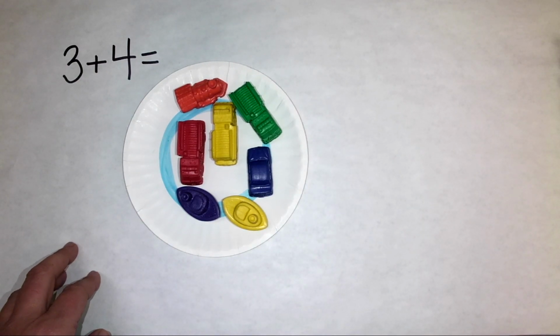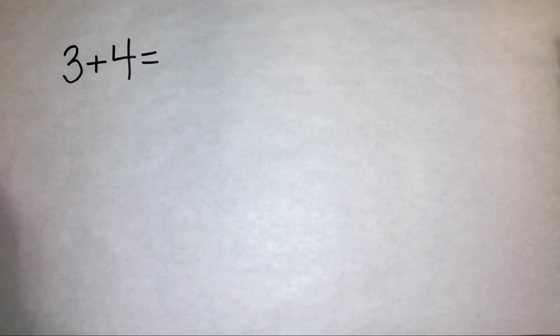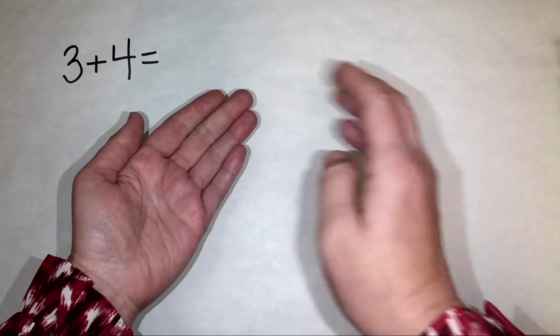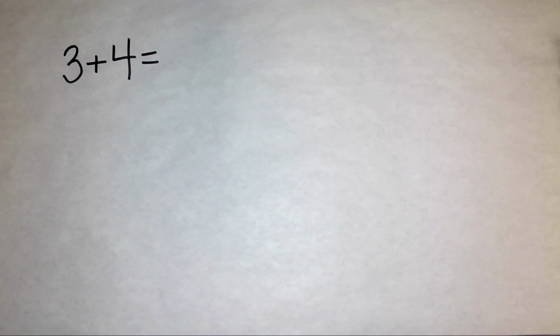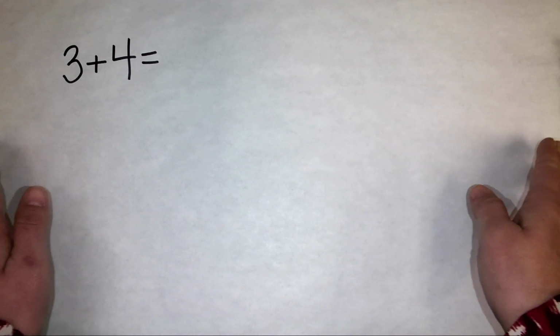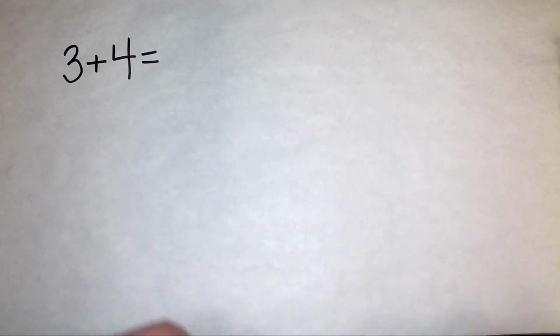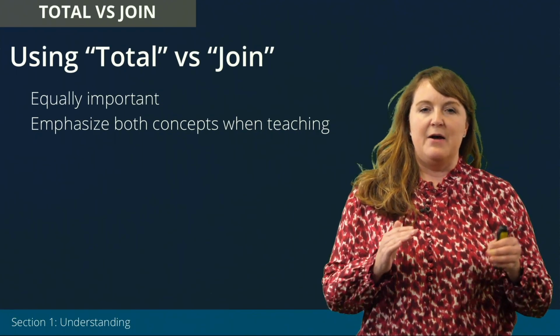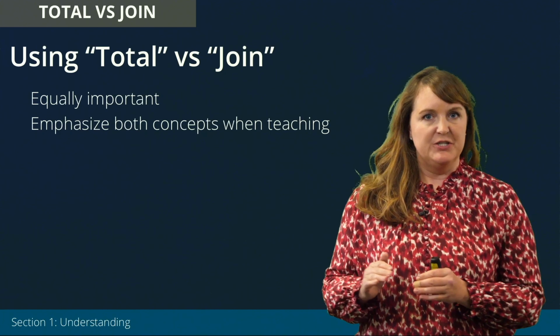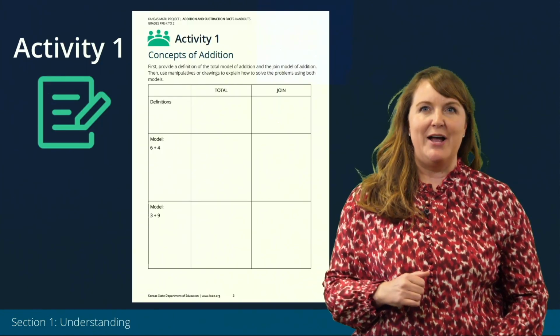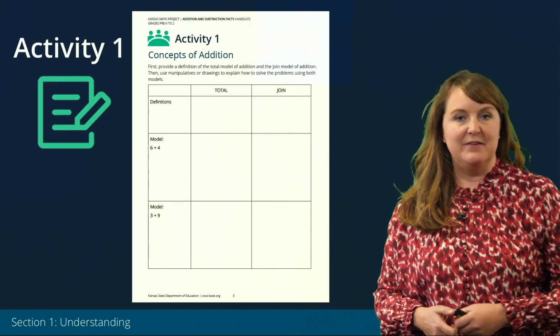So when I have that total interpretation of addition, I put things together for a total. But when I have that change interpretation of addition, we start with a set and we add on to that set. Using manipulatives, just like the manipulatives that I just used, is really helpful for students so that they see the action of a total versus the action of joining to a set. Now, both the total and join interpretations of addition are equally important, so you need to emphasize both of these concepts while teaching.